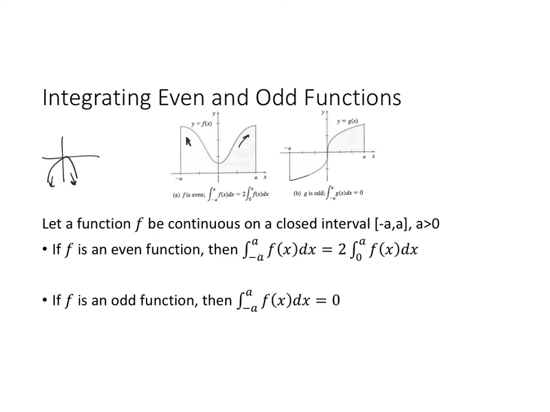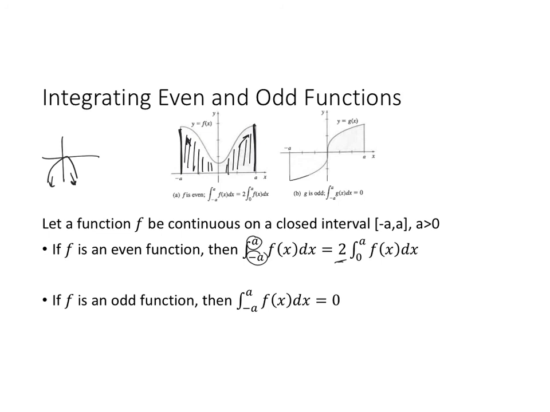So now if I go from negative a to positive a, so if these numbers are the same and my function is even, again symmetric about the y-axis, then the side on the left is exactly the same as the side on the right. So I can go just from 0 to a and multiply by 2. So you can see how that would save you a little bit of time at the end when you're plugging in.